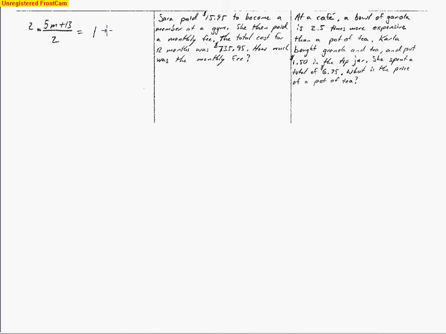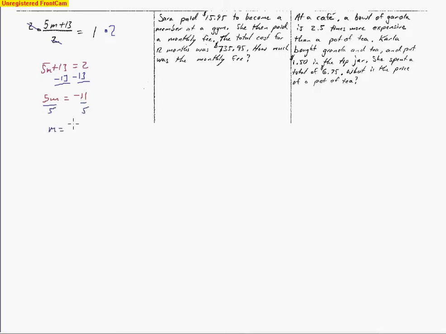And we'll do the same thing on this side. So these 2's will cross cancel, leaving us just with 5m plus 13 equals 2. So from this point I can subtract that 13 from all sides. And then I've got this 5m equals negative 11. So from this point, divide by 5, and you get a number that doesn't quite go into the other evenly.